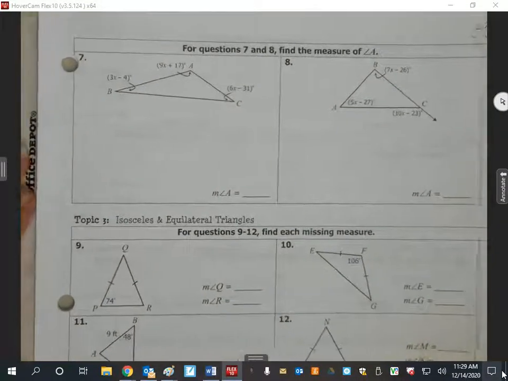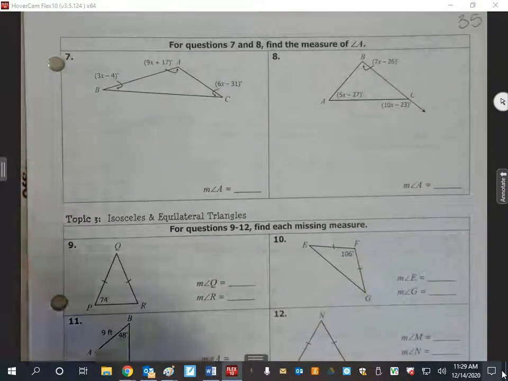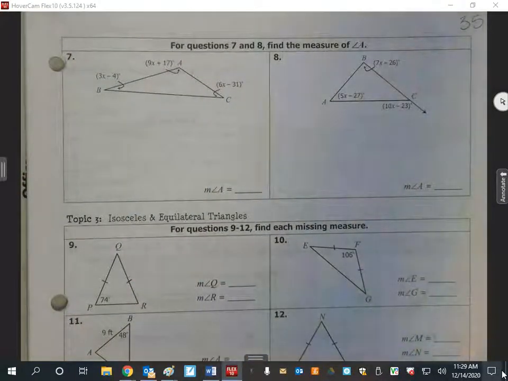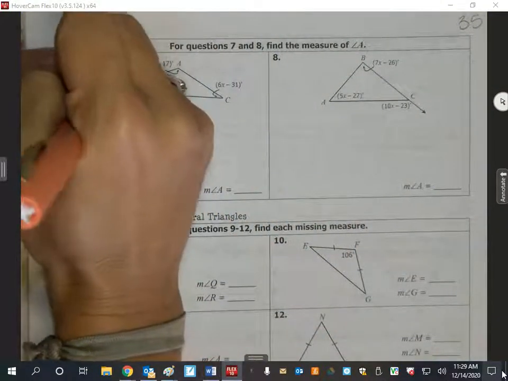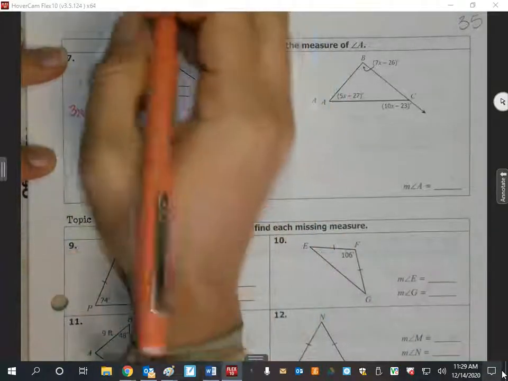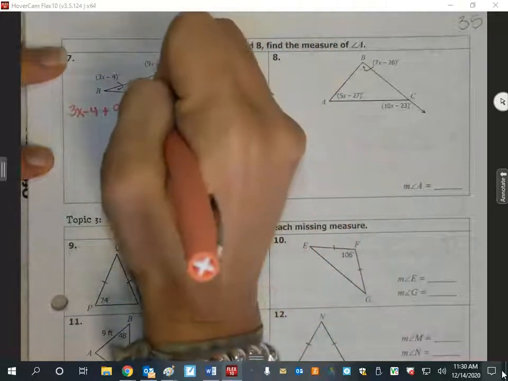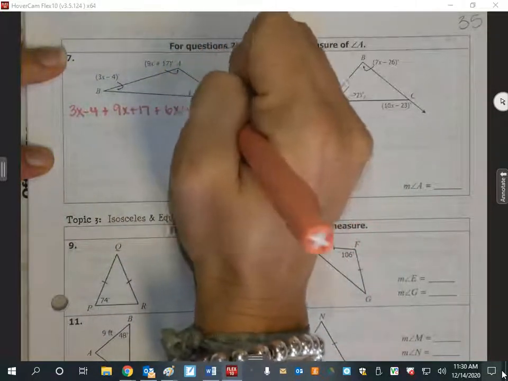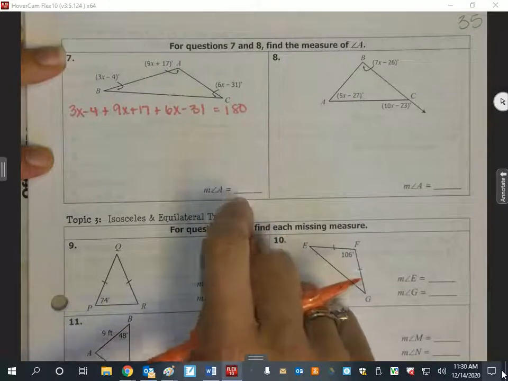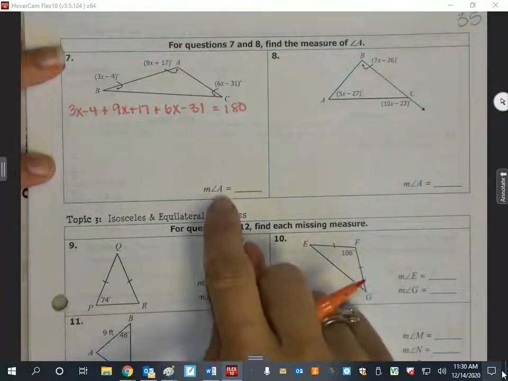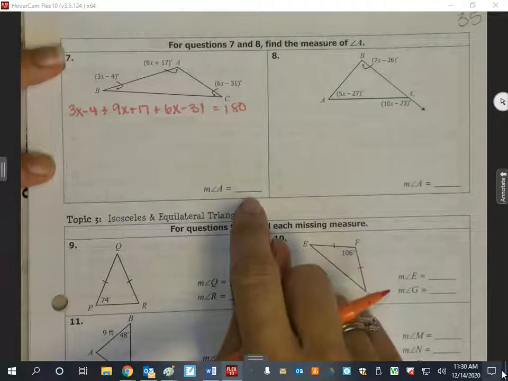All right, again with number 7. Number 7 is all three of these angles have to add up to be 180 degrees. So we add them all together and set them equal to 180. So we have 3x minus 4 plus 9x plus 17 plus 6x minus 31 equals 180 degrees. Go ahead and solve that out for x. Find x and then plug that back in and find the measure of angle A.